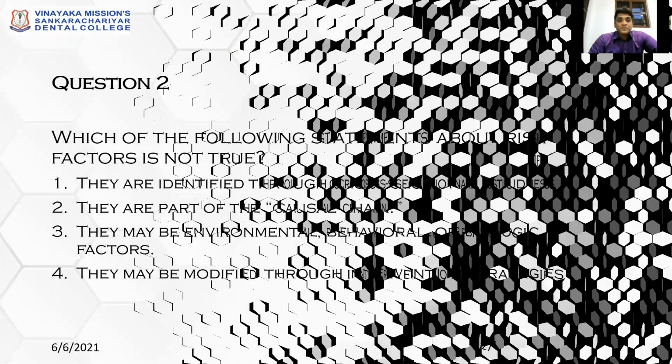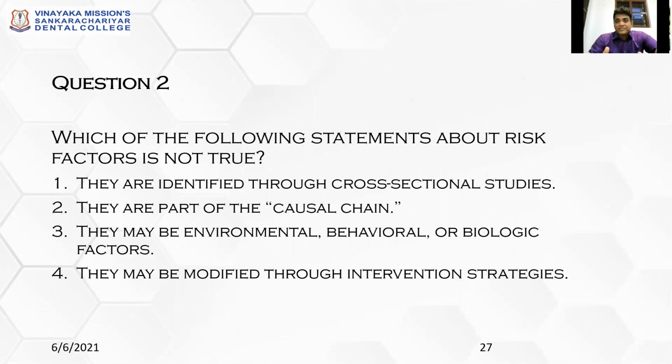Question number 2: which of the following statements about risk factors is not true? I will repeat again. First, they are identified through cross-sectional studies. Second, they are part of the causal chain. Third, they may be environmental, behavioral, or biological factors. Fourth, they may be modified through interventional studies.